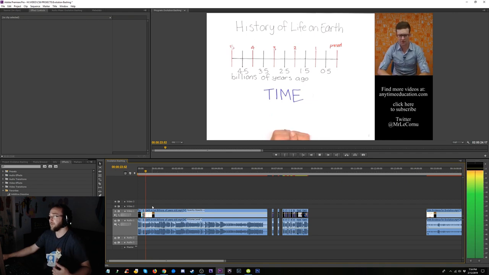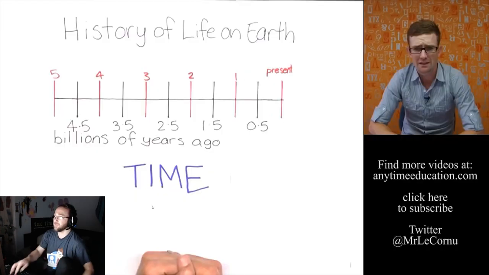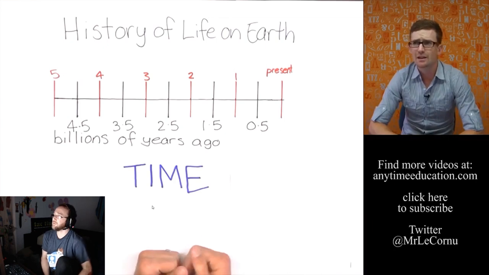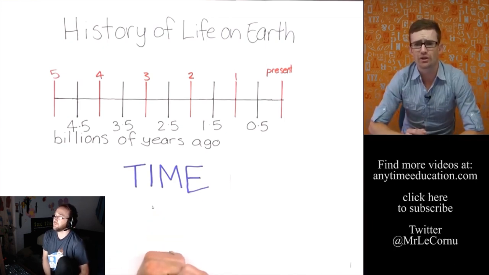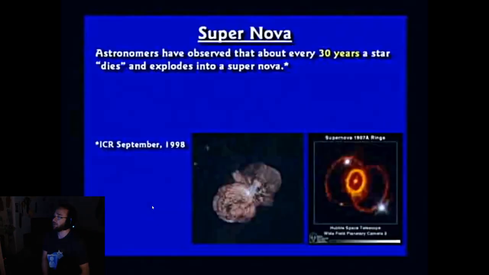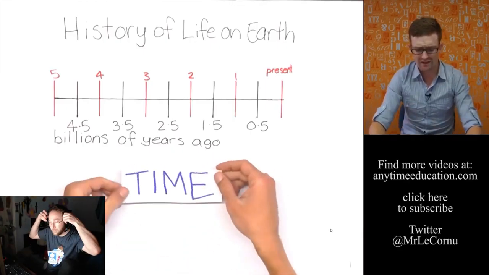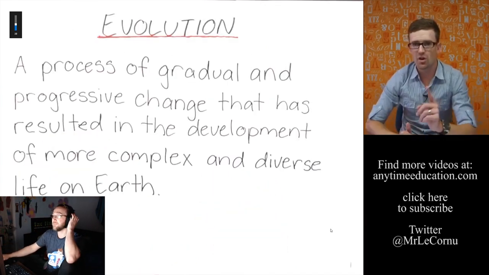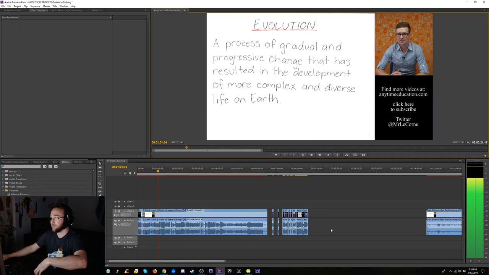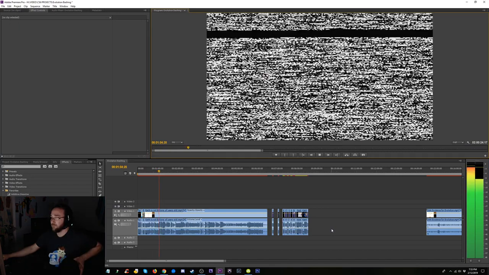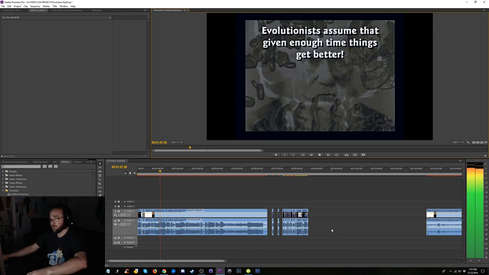So when you think about the fact that the Earth is 4.5 billion years old, that gives you an understanding of how much time there has been for evolution to take place. If the universe is billions of years old, why are there less than 100 supernova rings ever discovered? That's only a few thousand years worth. If a star is blowing up every 30 years, there ought to be millions of these supernova rings if the universe were millions of years old. Don't tell me it's millions of years old. I don't believe you. That's just not common sense. We need to realize that time is the critical factor here. Time is going to be a key factor when we're considering evolution. Evolutionists assume that if you give enough time, things get better.